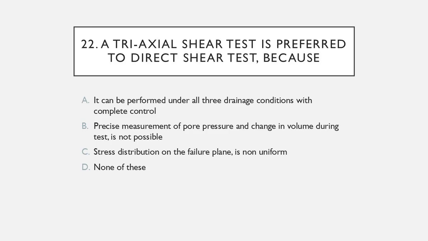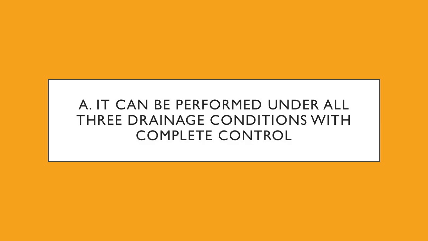22. A triaxial shear test is preferred to direct shear test because A. It can be performed under all three drainage conditions with complete control. B. Precise measurement of pore pressure and change in volume during test is not possible. C. Stress distribution on the failure plane is non-uniform. D. None of these. A. It can be performed under all three drainage conditions with complete control.